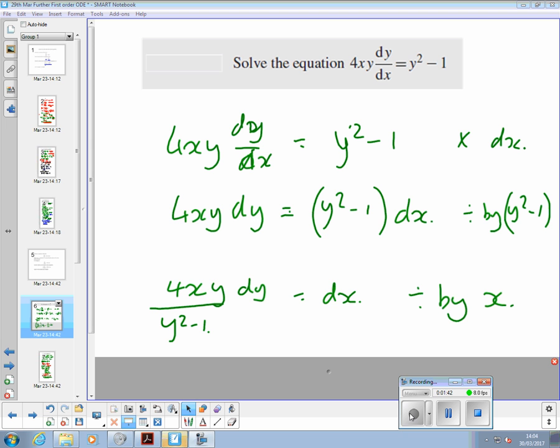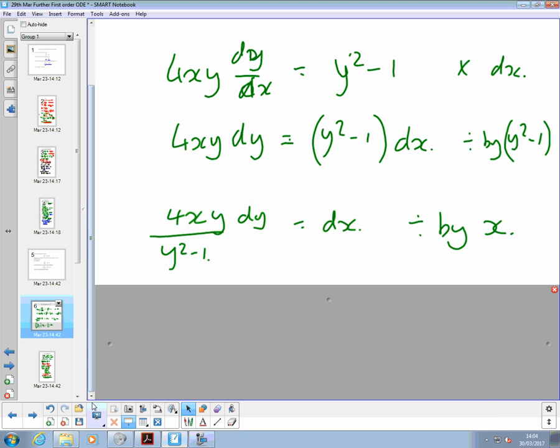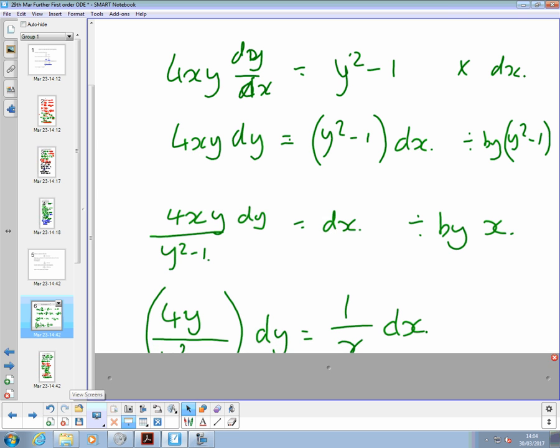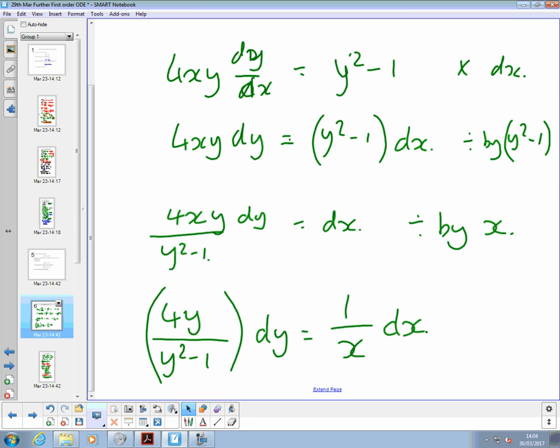And lastly, divide through by x, to get the last x term from the left hand side to the right hand side. And so we've got (4y over y squared minus 1) dy is equal to 1 over x dx. Now we can solve that problem by directly integrating both sides as it stands. So have a go at that, pause the video, and then come back and look at the solution if you get stuck, or if you want to see if you're right.